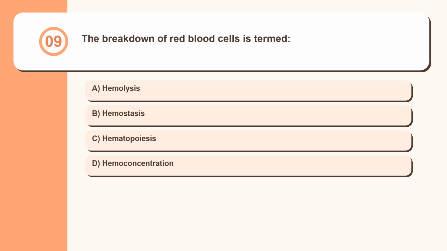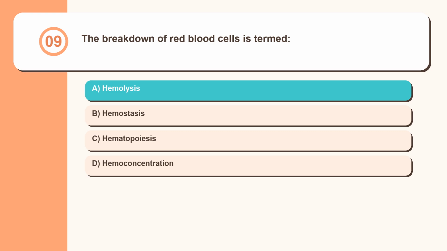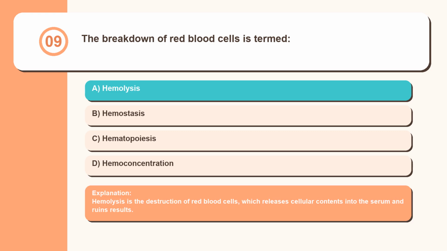Question 9. The breakdown of red blood cells is termed hemolysis, hemostasis, hematopoiesis, hemoconcentration. Hemolysis is the destruction of red blood cells, which releases cellular contents into the serum and ruins results.